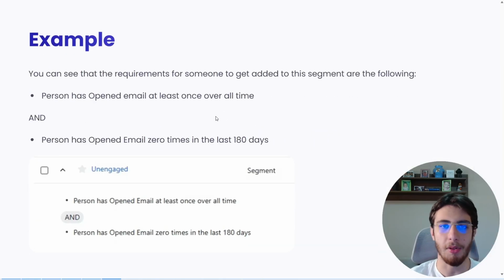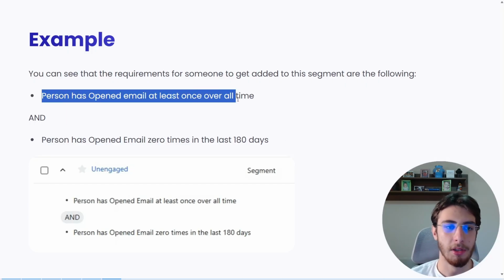Now, example of a segment. So here's a segment, an unengaged segment. So this is the definition, okay? So you can see that the requirements for someone to get added to the segment are the following. Person has opened email at least once over all time, and then person has opened email 0 times in the last 180 days. So the first thing you can see is that you can set multiple requirements, right?